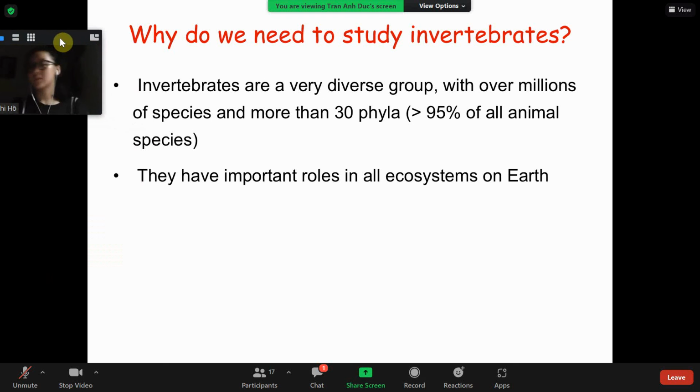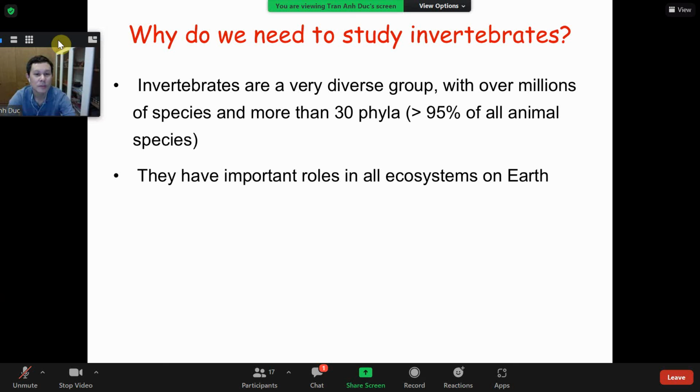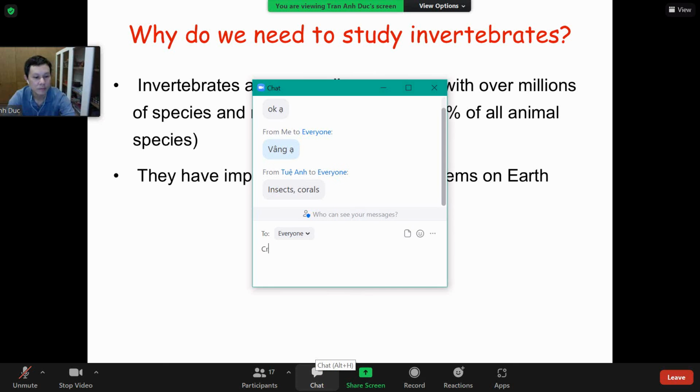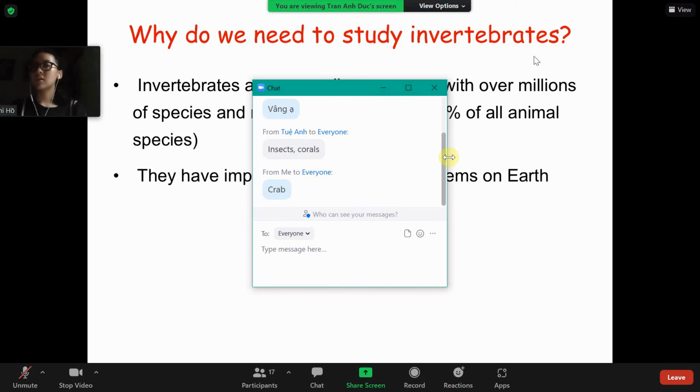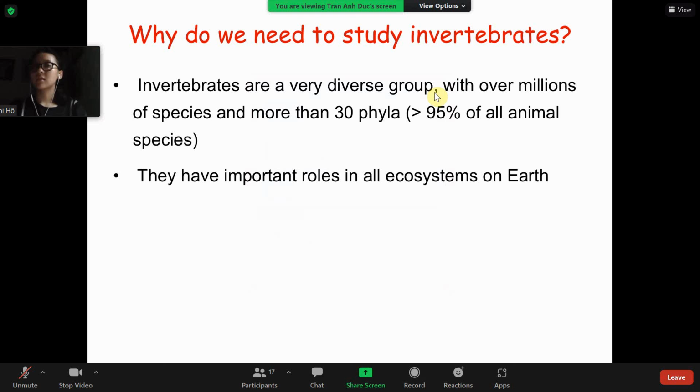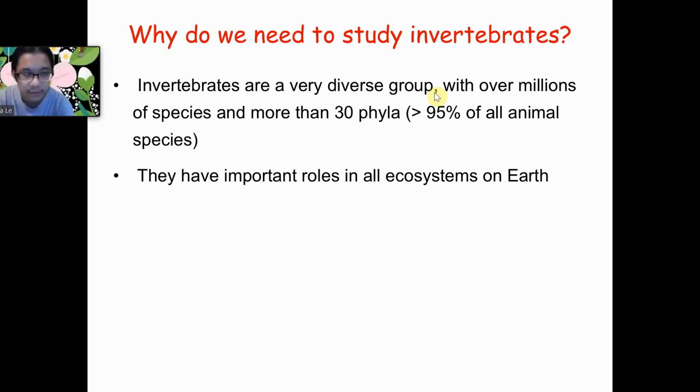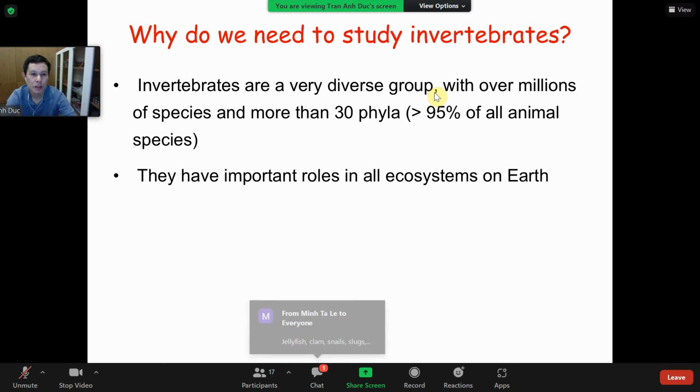Starfish. Starfish, very good. Coral. Corals, all right. What else? Jelly. Sea sponge. Sea sponge, very good. Crab. Shrimp. Crabs. Octopus. Okay, so we have a lot, right?